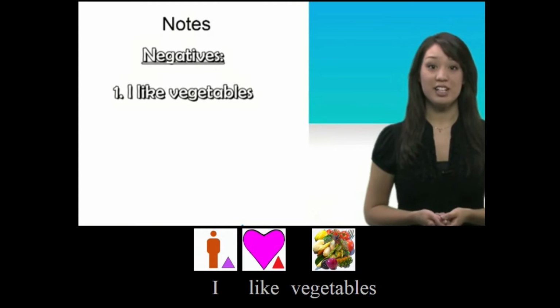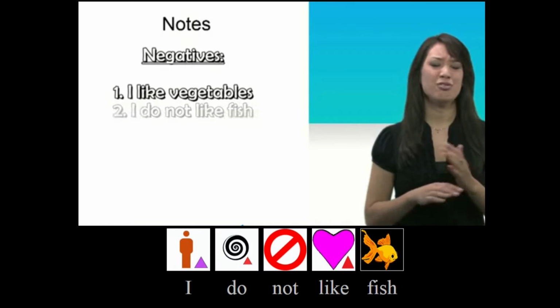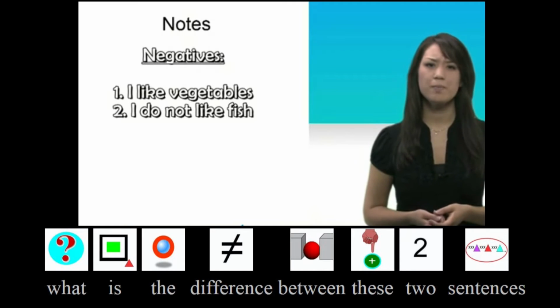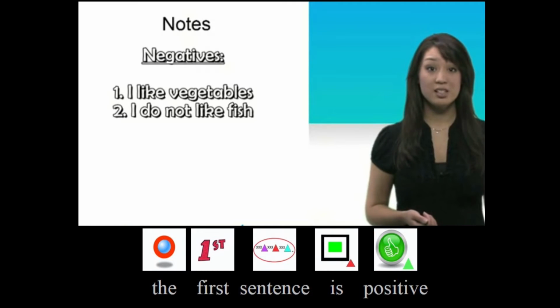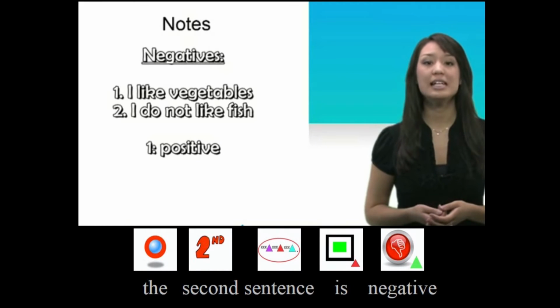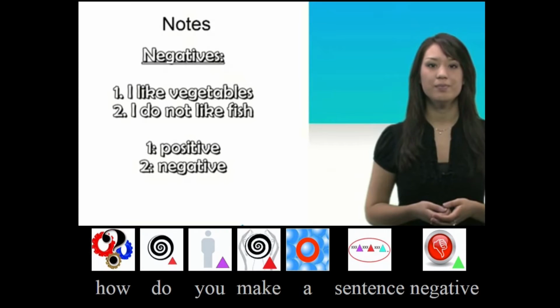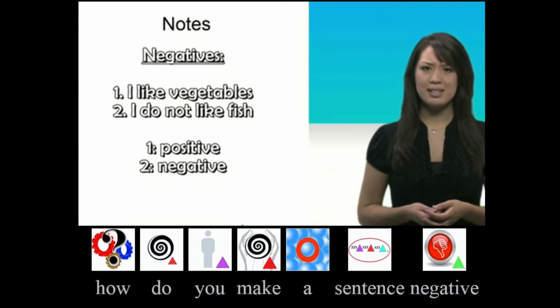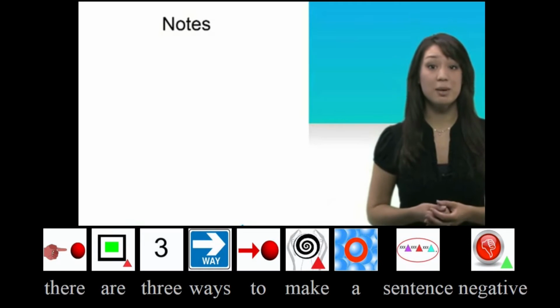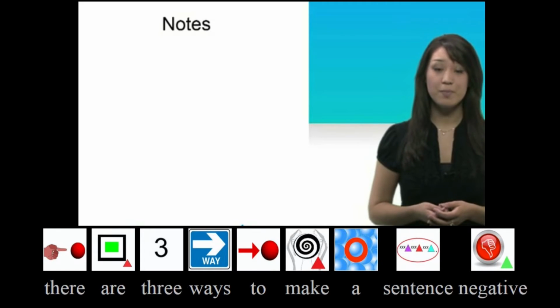I like vegetables. I do not like fish. What is the difference between these two sentences? The first sentence is positive. The second sentence is negative. How do you make a sentence negative? There are three ways to make a sentence negative.